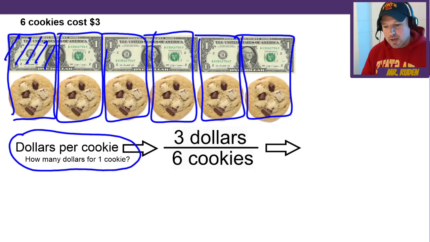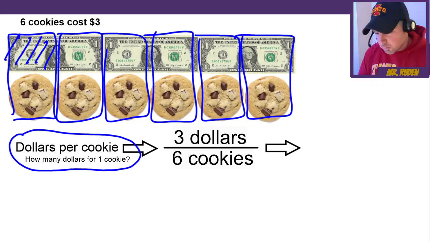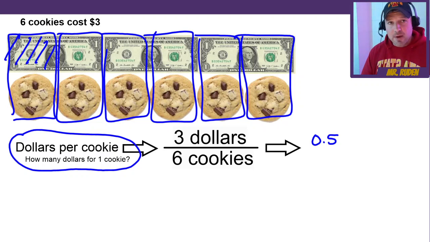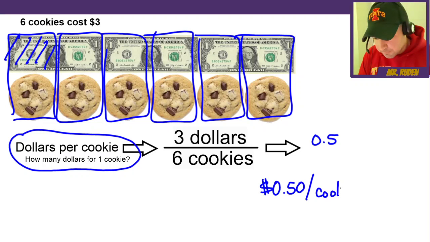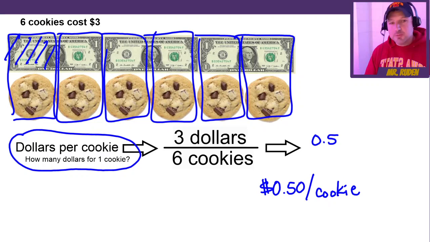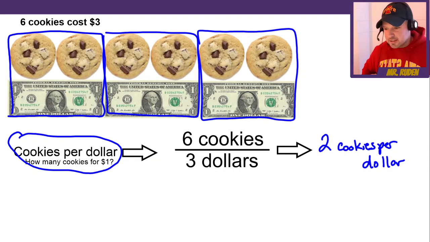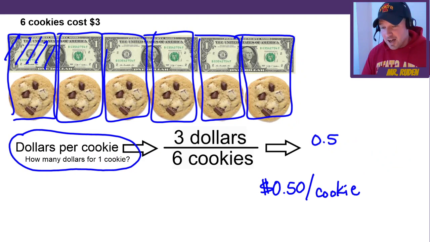So to find that unit rate, we're going to take the $3 and divide it into 6 groups, or the 6 cookies. So we're going to get 3 divided by 6, and 3 divided by 6 is 0.5, or 1/2. And since we're talking about money, 0.5 is 50 cents. So we write it like this: 50 cents per cookie. Do you see the difference between these two unit rates? One was asking how many cookies do I get for $1, and this one was asking how many dollars it costs for just 1 cookie. It's kind of hard to wrap your mind around it, but hopefully these pictures can help.